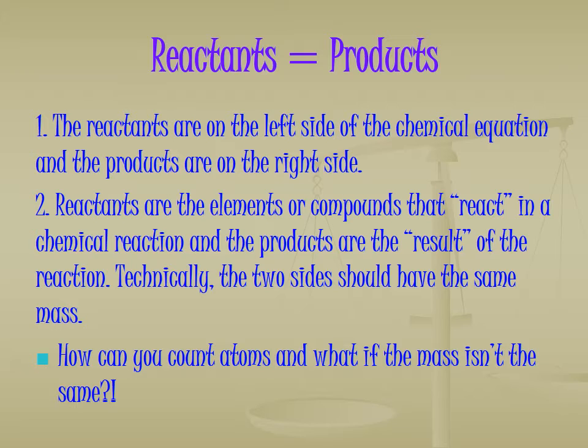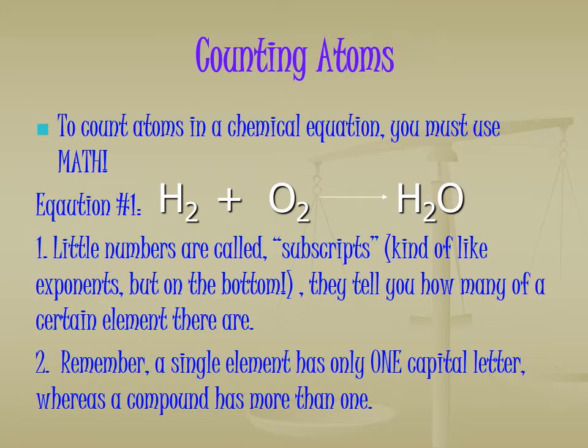In order to figure out if the two sides have the same mass, we have to learn how to count atoms. So, how can you count atoms, and what if the mass isn't the same? First, we're going to deal with counting atoms. To count atoms in a chemical equation, you must use math. Whoa! Once again, science and math overlap.